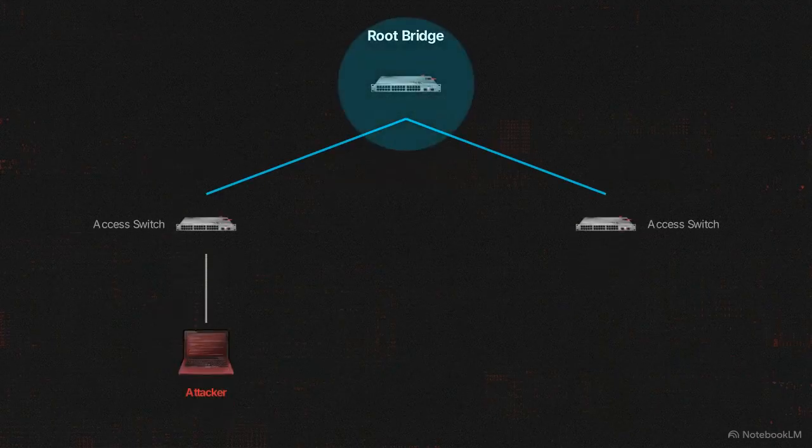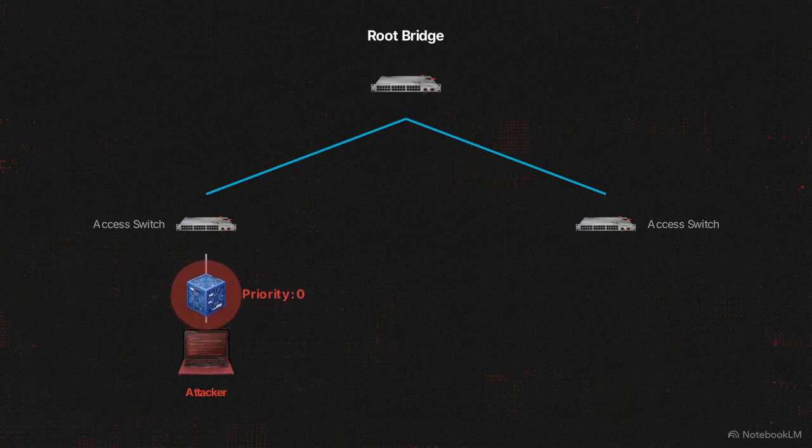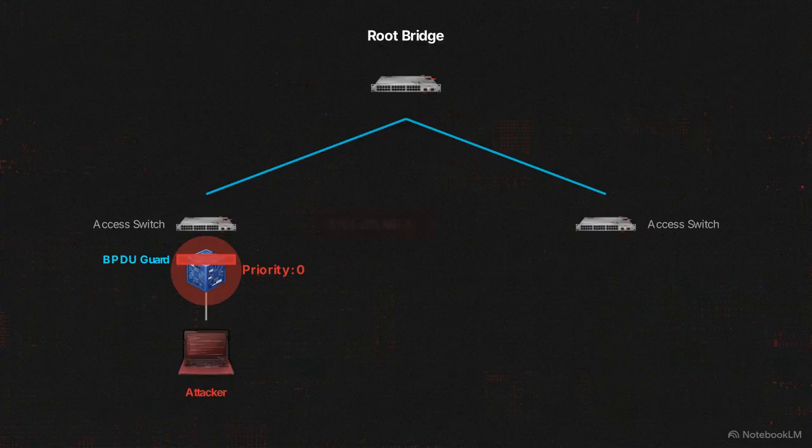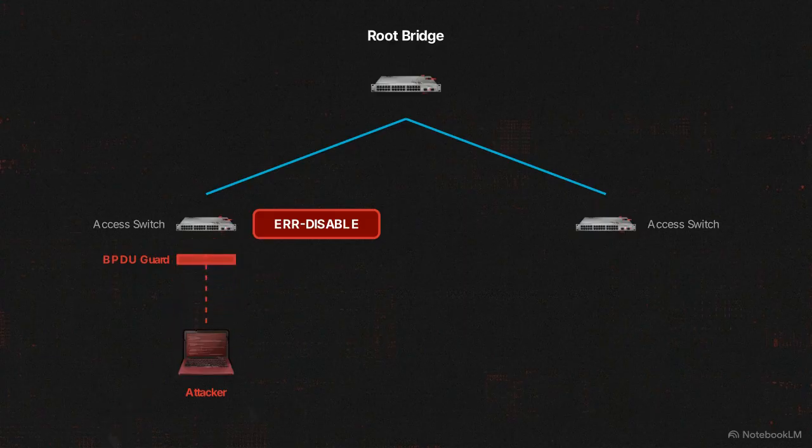This animation shows the spanning tree defense. When the rogue Priority 0 BPDU attempts to hit the network, BPDU guard intercepts it. Because the packet arrived on an access port where no switch should exist, the port is err-disabled, and the packet is frozen and shattered before spanning tree can even begin to recalculate.